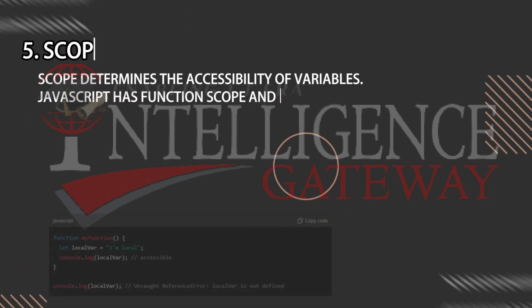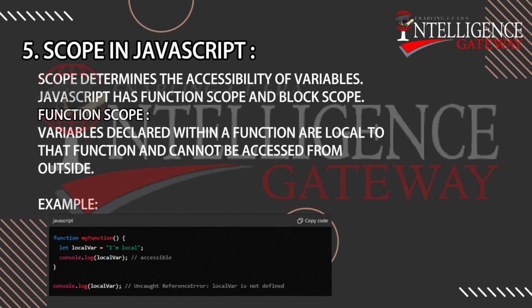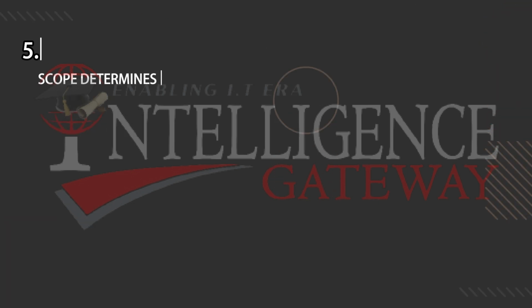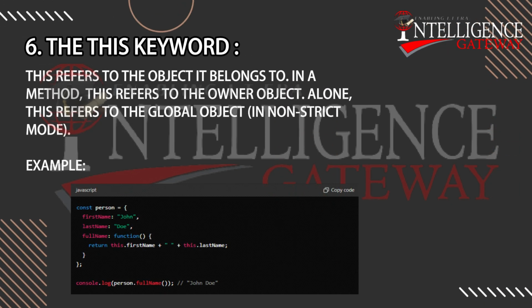Example. 5. Scope in JavaScript. Scope determines the accessibility of variables. JavaScript has function scope and block scope. Function scope. Variables declared within a function are local to that function and cannot be accessed from outside. Example.